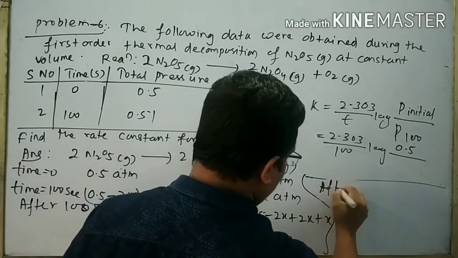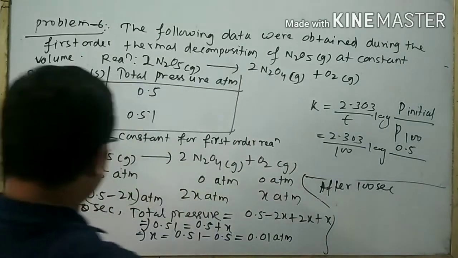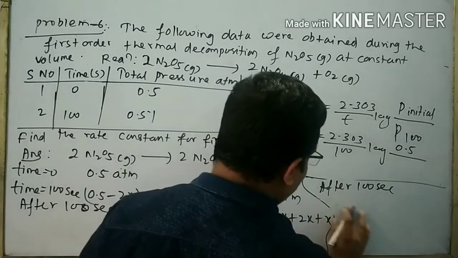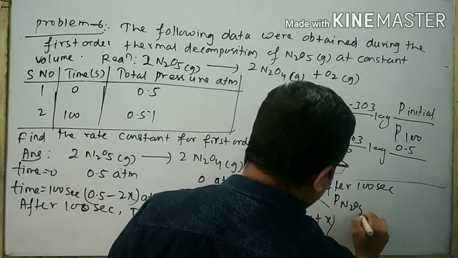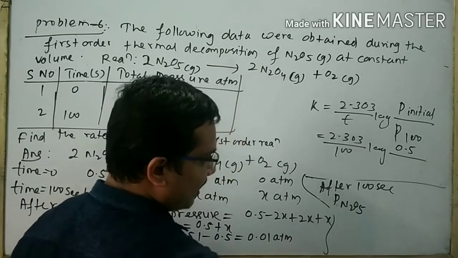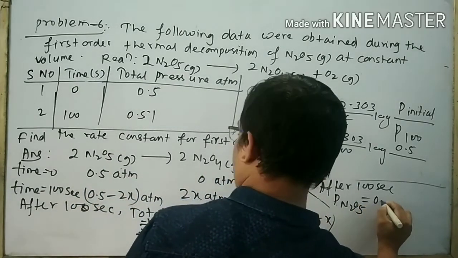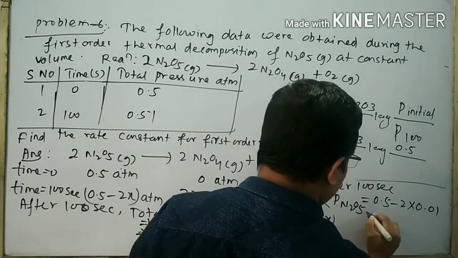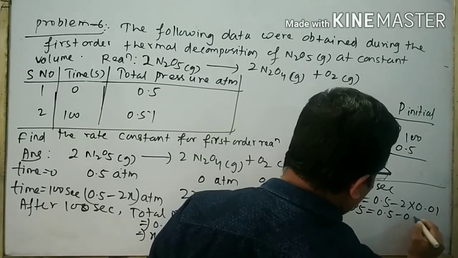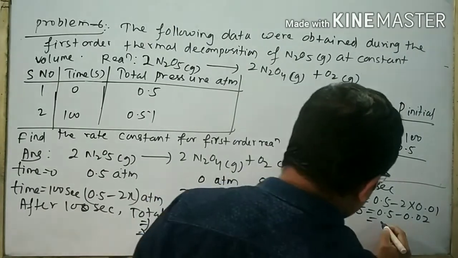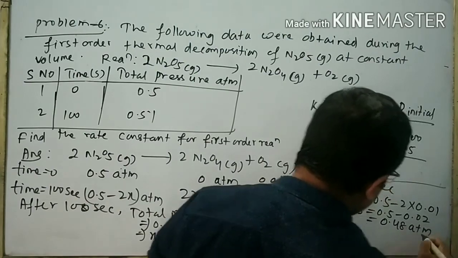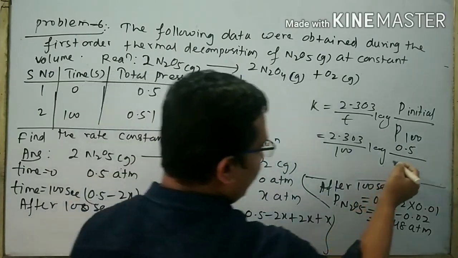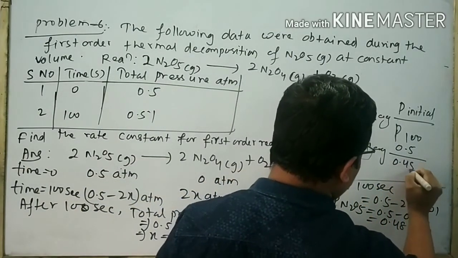After 100 second, the pressure of N2O5 is 0.5 minus 2x. So I can write P N2O5, that is the pressure of N2O5 after 100 second, equal to 0.5 minus 2 into 0.01. That means 0.5 minus 0.02 is equal to 0.48 atm. We need the pressure of N2O5 at 100 second. That is I can write here 0.48.